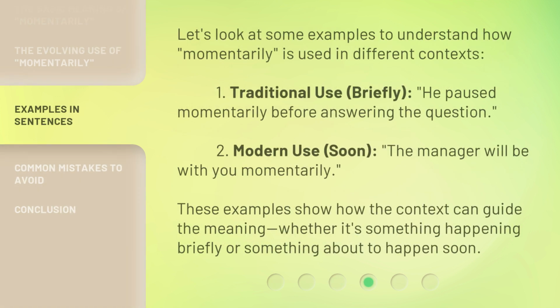Let's look at some examples to understand how "momentarily" is used in different contexts. 1. Traditional use, briefly: He paused momentarily before answering the question. 2. Modern use, soon: The manager will be with you momentarily. These examples show how the context can guide the meaning, whether it's something happening briefly or something about to happen soon.